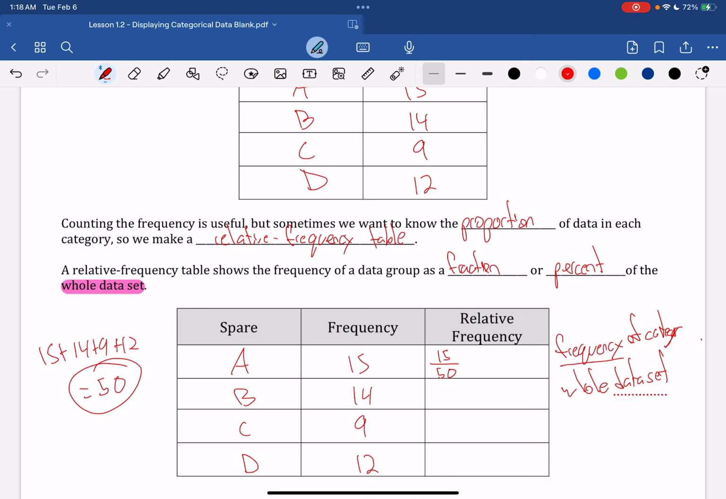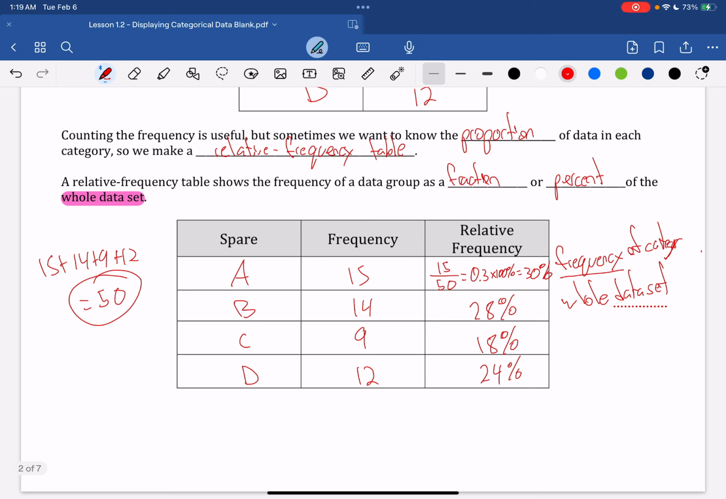If I want to write that out as a percentage, because remember, we write it as fractions or percentages, I can fill that out by taking the numerator divided by the denominator and multiplying it by 100. So I would get 0.3, and then I'd multiply that by 100%, and I would get 30% of students have a first period spare or a period A spare. I can continue that process. I'd get 28%, I'd get 18%, and I'd get 24%.